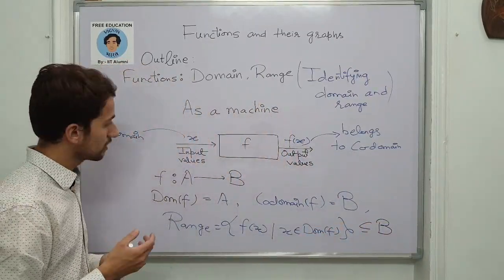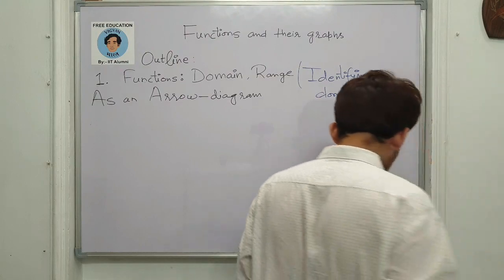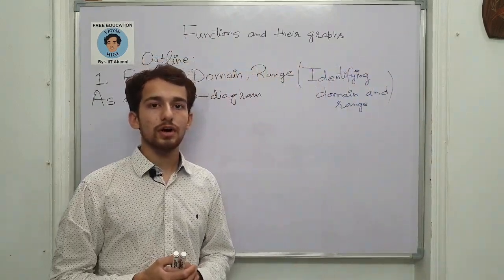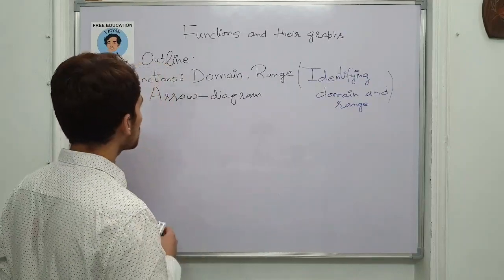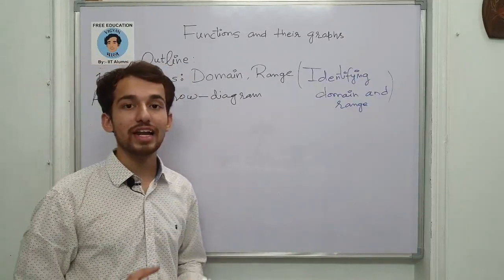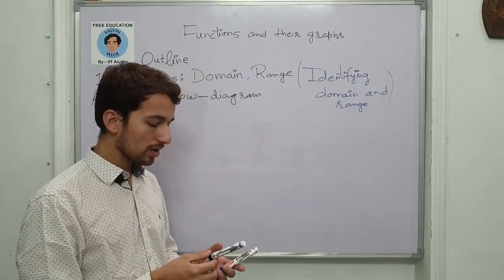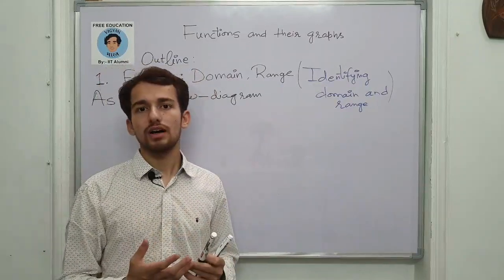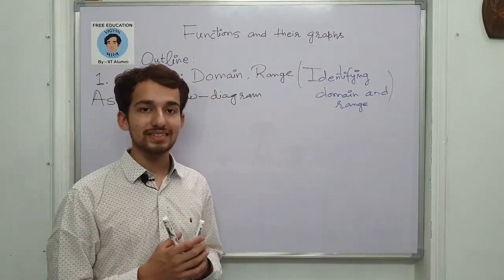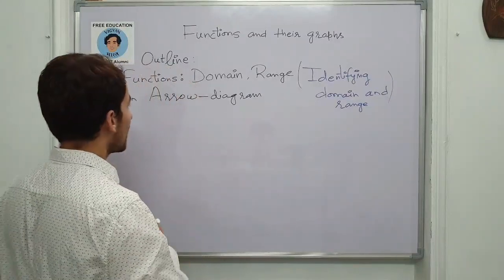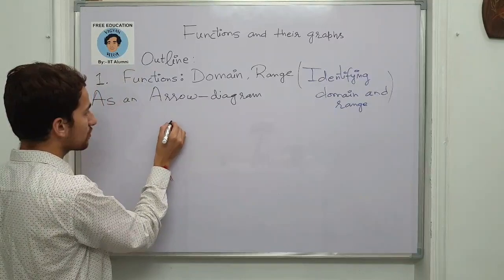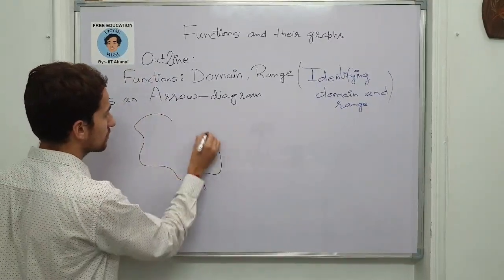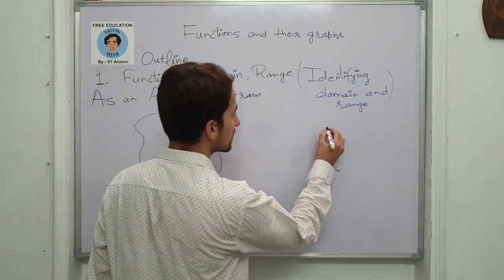Let's move ahead. We understood how a function can be represented in terms of a machine. Now we're going to understand how a function can also be represented in terms of an arrow diagram. We have already covered how to represent this in terms of the arrow diagram, but today I'll try to make it easier for you. Suppose your set is of this form. Suppose this is your set, and here is again a set.